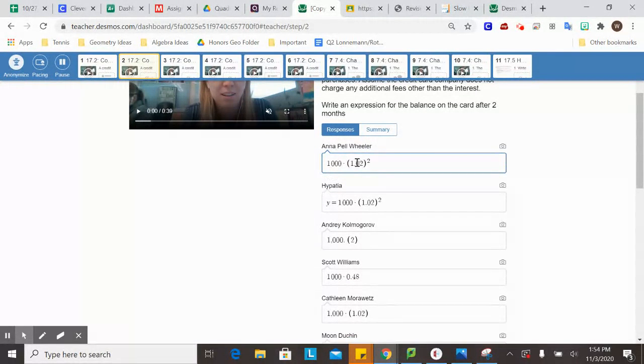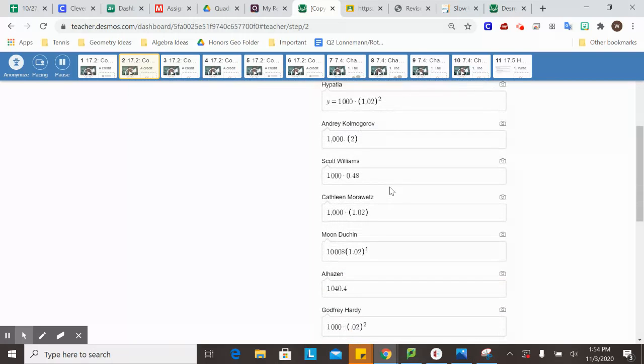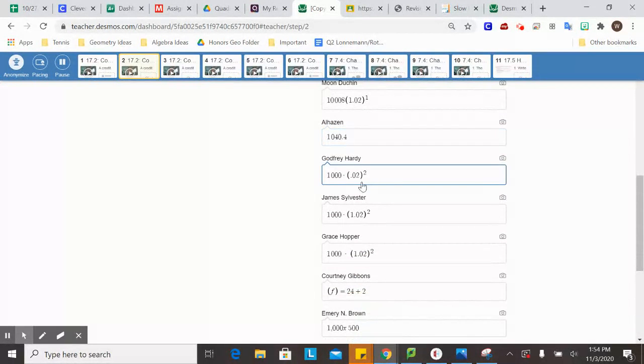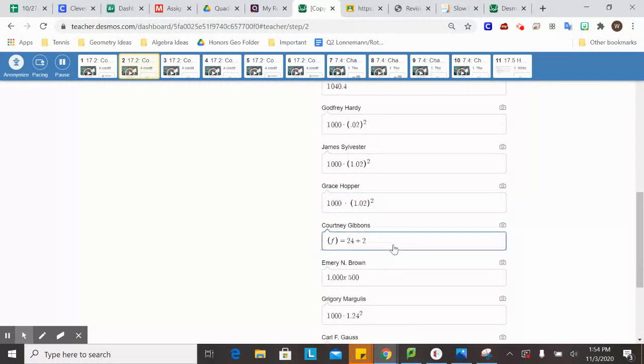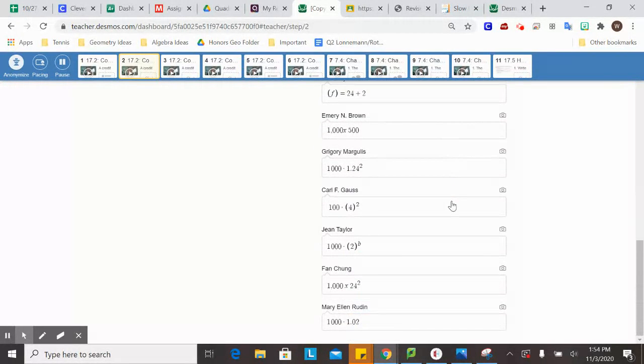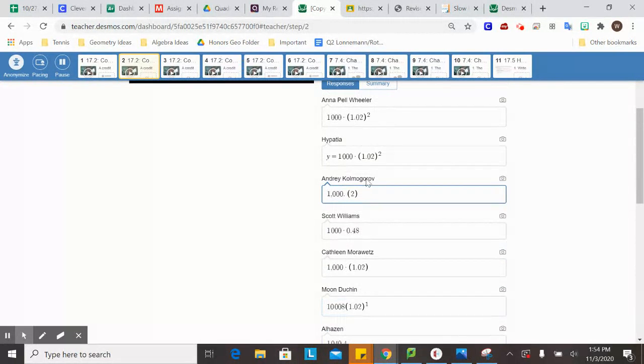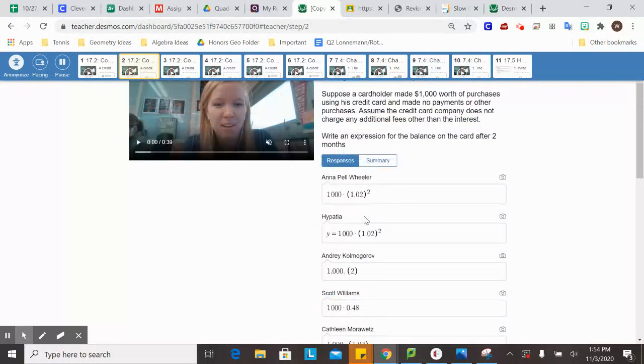So this 1,000 times 1.02, this time to the second power because it's 2 months. That's awesome. Same thing here. I'm guessing the 0.48 came from doing 0.24 times 2, but remember that 2 should be an exponent. So it does look like a lot of you, this one's missing the 1 out in front. A lot of you did watch the video. This one, not sure what's going on. Make sure we watch the video. So a lot of us did catch on to what's going on. So it's that 1,000 times 1.02 to the second power.